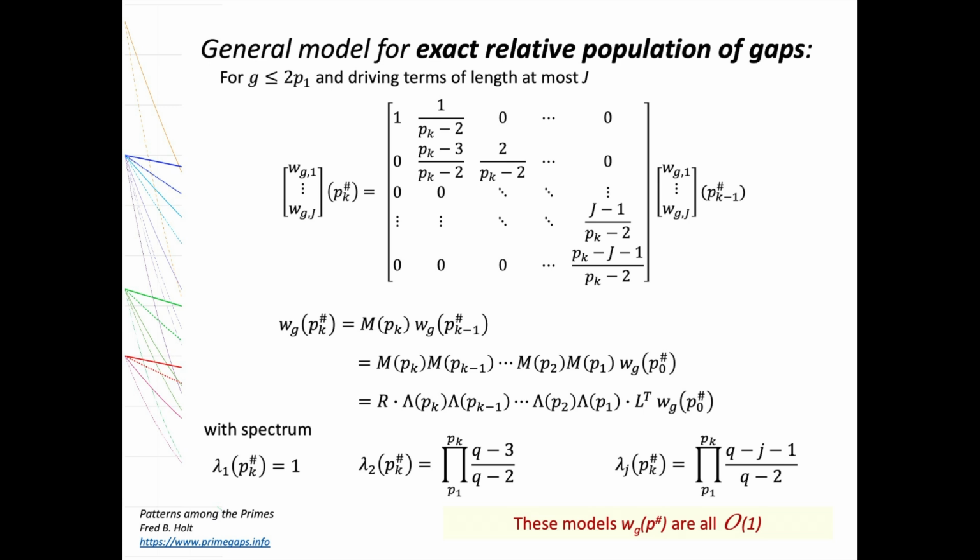So these models converge as primes go to infinity and the parameter lambda goes to 0. And for lambda, we use that subdominant eigenvalue. So that lambda sub 2, that's what we will later call lambda. This is prime minus 3 divided by prime minus 2 as q runs from p1 through pk. And you can see the expression for the other eigenvalues there. These models are all big O of 1. Their asymptotic values are all proportionate across the various gaps.